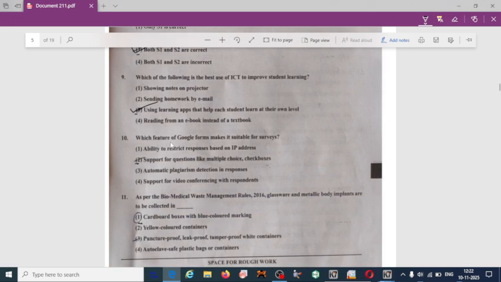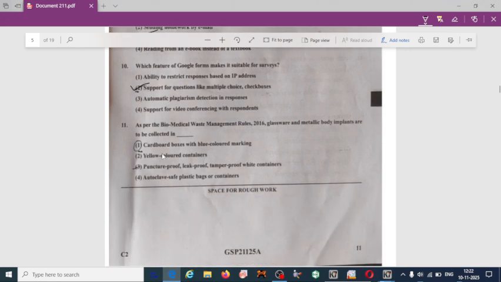Which feature of Google Forms makes it suitable for surveys? Option 2 is correct. Support for questions like multiple choice checkboxes. 11th, as per the Biomedical Waste Management Rule 2016, glassware and metallic body implants are to be collected in. Option 1 is correct here. Cardboard boxes with blue colored marking.